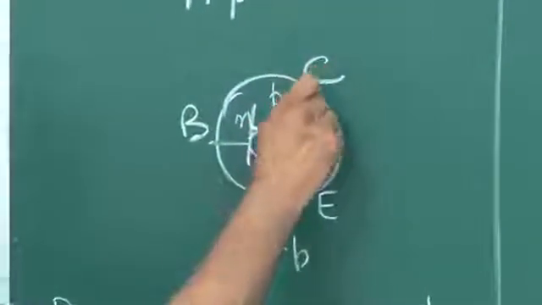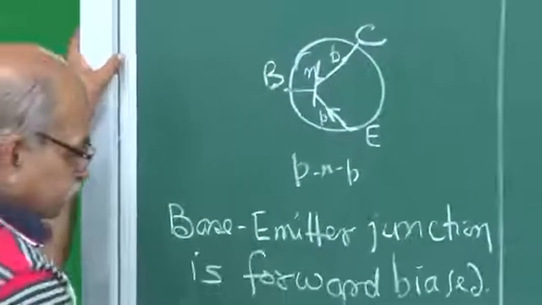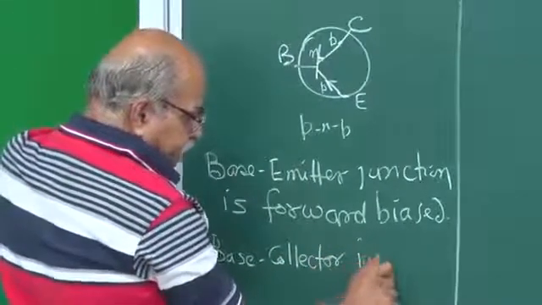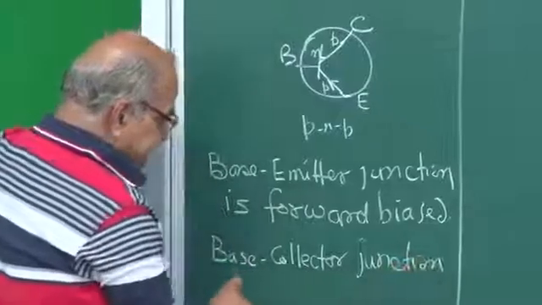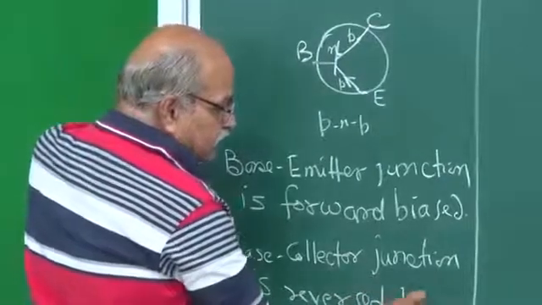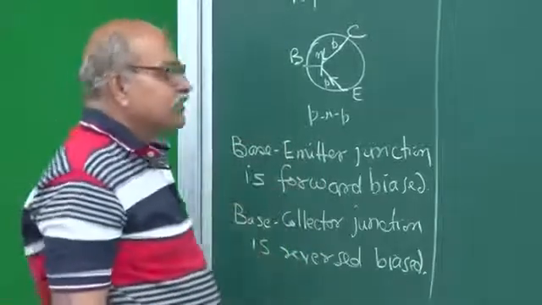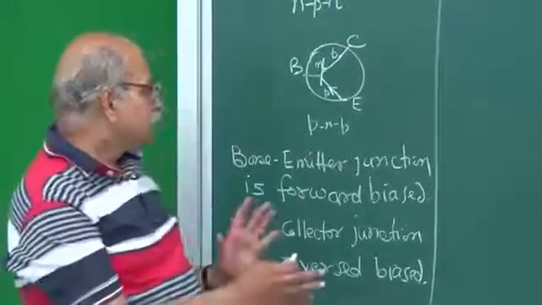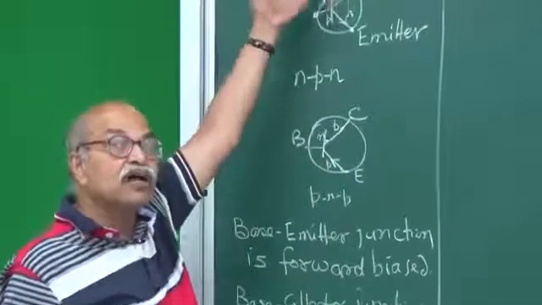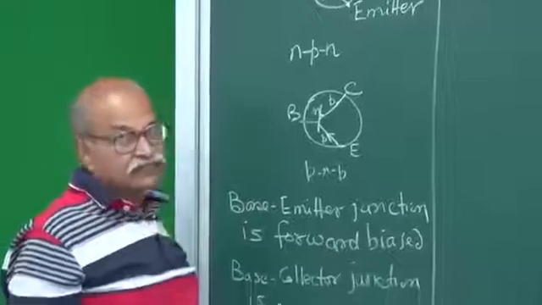So, what happens here? Base collector, how do we connect that? In normal operations, the base collector junction is reverse biased. I will just tell you why it is so, because the whole mechanism is based on this. So, how do I bias this transistor? There are two PN junctions, both have to be biased. One is to be forward biased and the other is reverse biased.